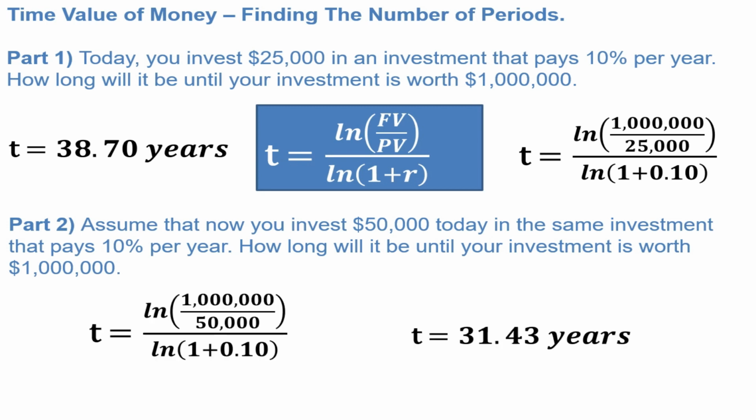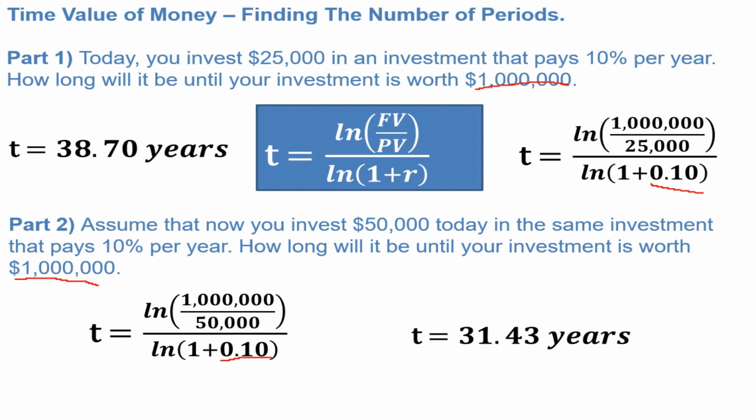This is the answer that you should have come up with. The future value stays constant at the $1 million. That's how much our investment will be in the future in both questions. The interest rate also stays constant at the 10%. That is how much this investment will pay per year. What changes is the present value.